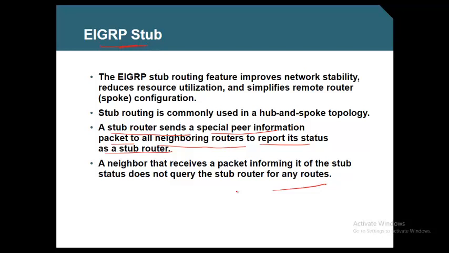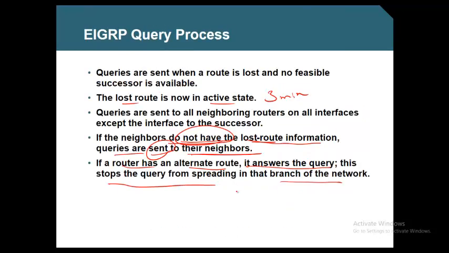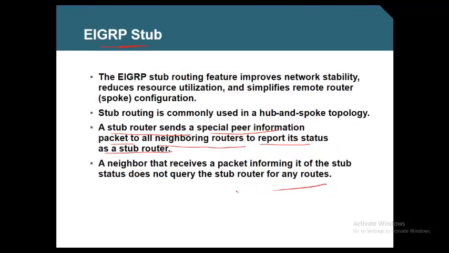So instead of you sending the query to the next neighbor, if you would have told me, no, I don't know Greek, then problem solved. I would have removed the route from the routing table. I will not put it into the active state, isn't it? That is what stub is. Now the stub is of five types.